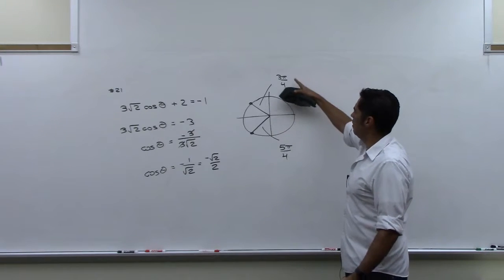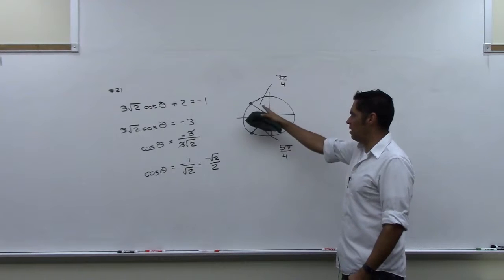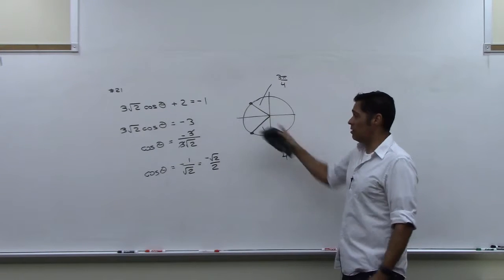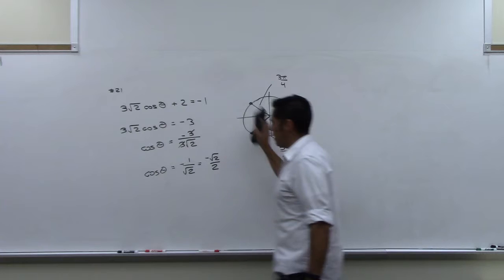Again, general solution, plus 2 pi n, plus 2 pi n, because they're not directly across from one another, you'd have to go all the way around. So that's it for that.